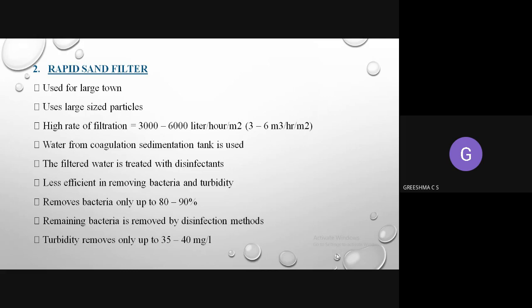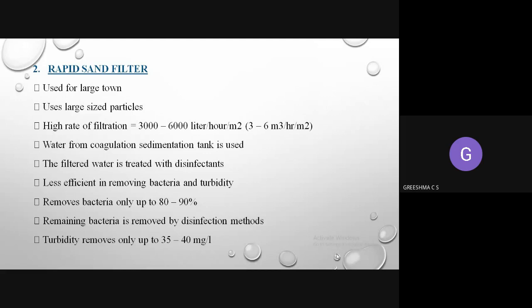Now let's go to the features of rapid filters. First one is that this is used for a large town. Okay, that means it is used for large-sized particles. That is for a big town, when you have to purify a large amount of water, and the water contains a large amount of pollutants, you can go for rapid filters.